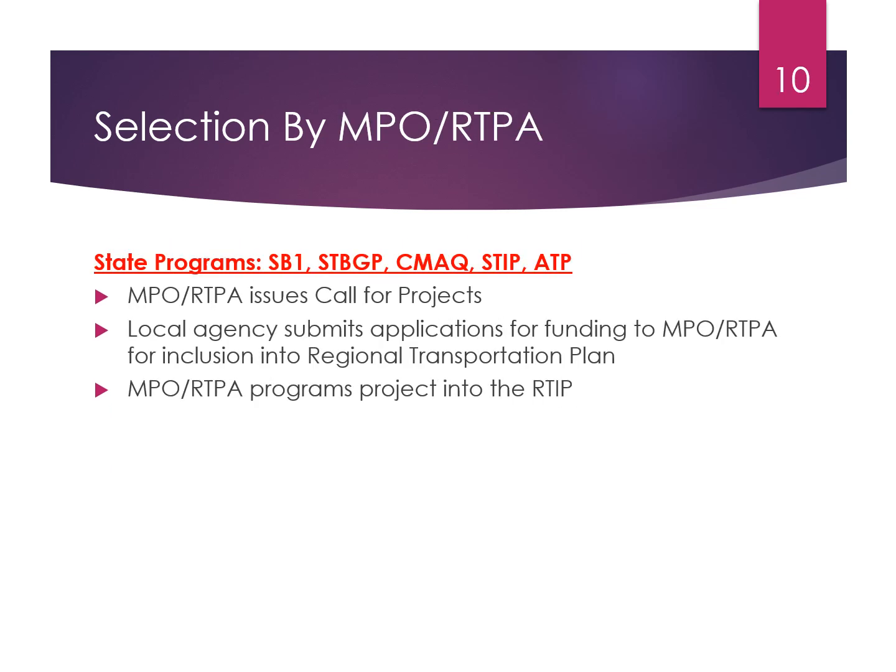Selection of projects by the MPO or RTPA is a process for state-funded projects. For these projects, the local agency will already have identified the need for the project. In this process, the MPO will issue a call for projects. The local agency submits its applications for funding to the MPO for inclusion into the regional transportation plan. The MPO programs the projects into the RTIP.